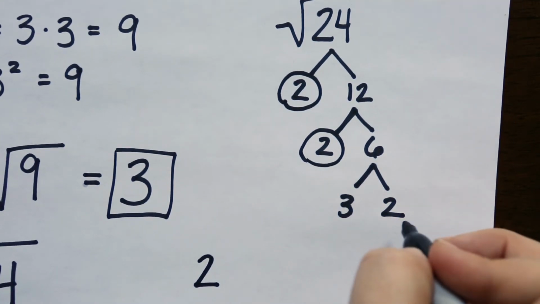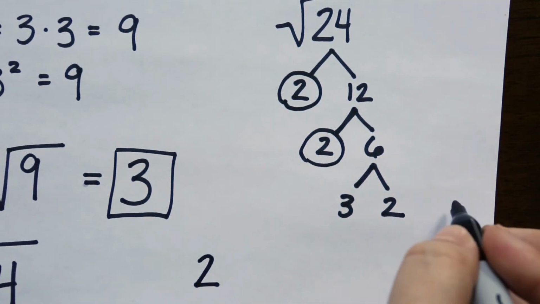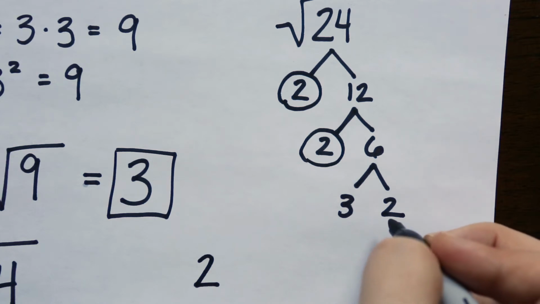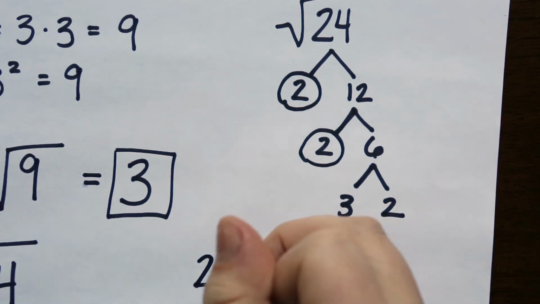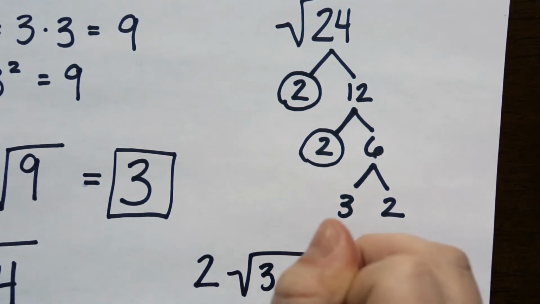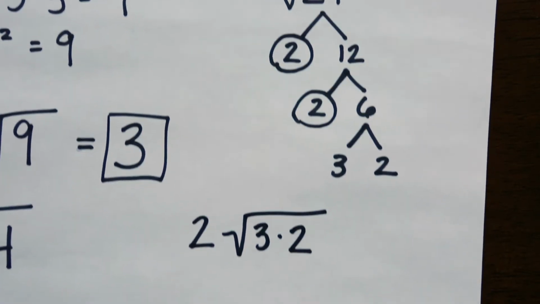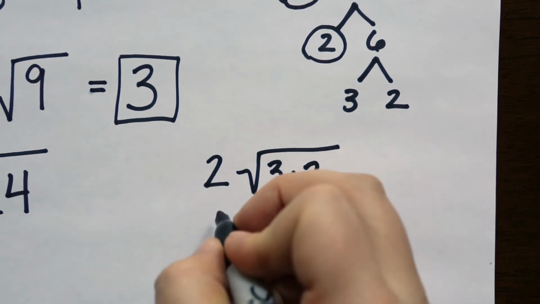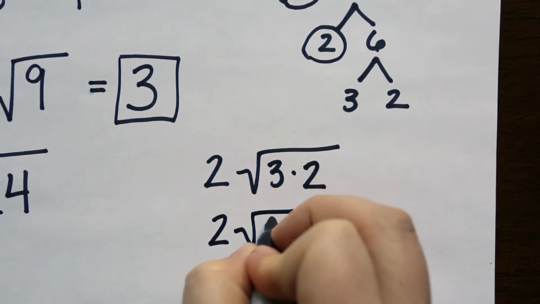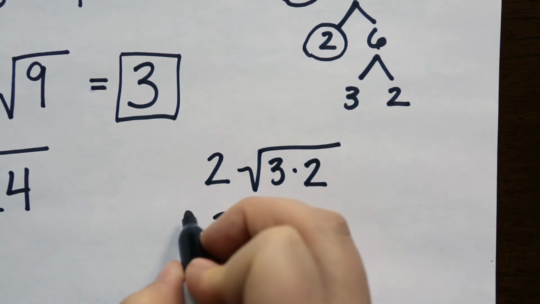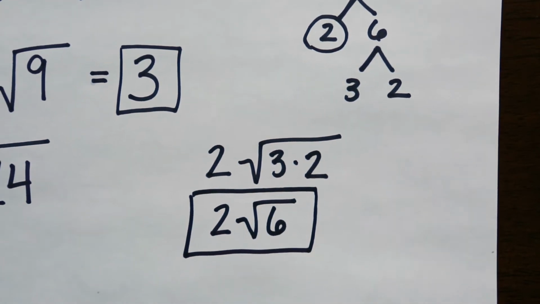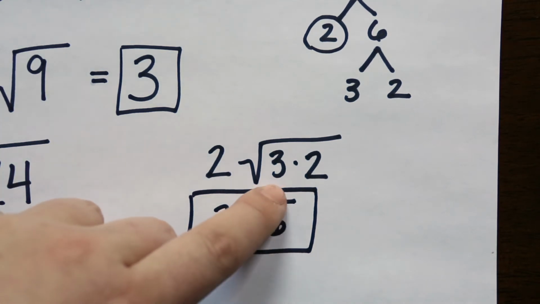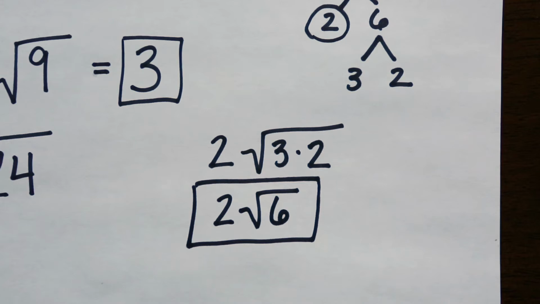And then I have a 3 left and a 2 left, but neither of those have partners. They're all alone in their number category because these guys have already left. So I have a 3 and a 2 left, so on the inside I still have a 3 times a 2 because they weren't able to leave. So when I simplify this, I get 2 times the square root of 6, and that's as simple as I can get here because 6 does not have any perfect square roots and none of its factors are able to come out either.